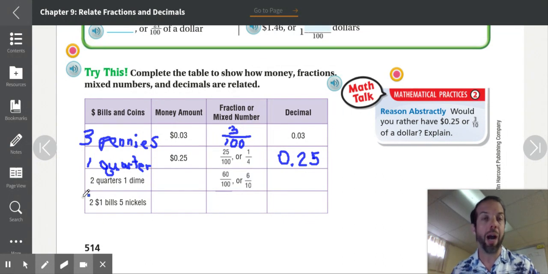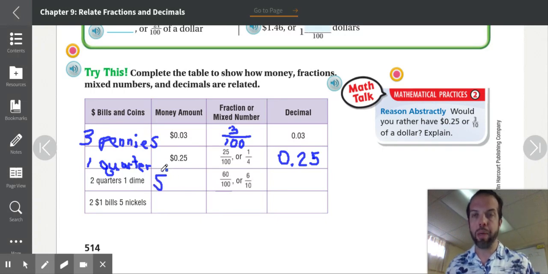So I can count by 25s, right? 2 quarters would be 25, 50. And then add 1 dime to that. So 50, add a dime, which is 10 cents, 60 cents. So I'm going to write that as a money amount. So I do my dollar sign, 0 wholes, because again, I don't have a dollar yet. And 60 cents.